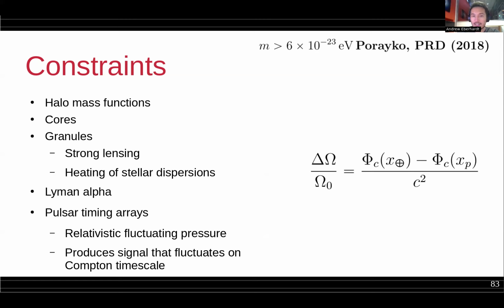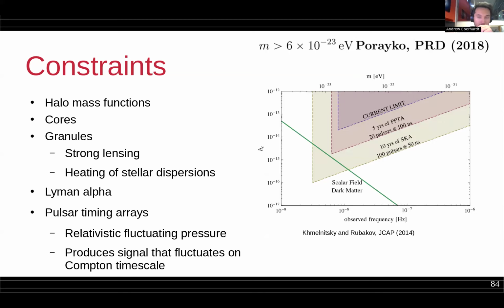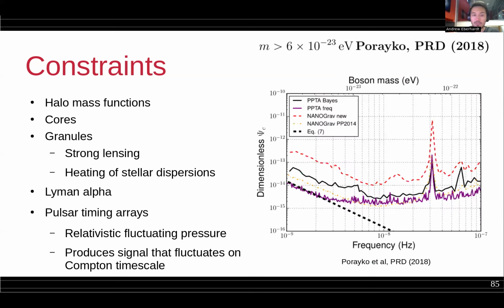This then creates a difference in the potential at Earth and at the pulsar, so a gravitational redshift. Then if you were to observe the frequency, that varies on the Compton time. And you can show that this would produce a varying signal that the pulsar timing would be sensitive to. And so our observations of our pulsars would be more precise than this noise introduced by this oscillating signal, right? The observed frequency would vary on this time scale.